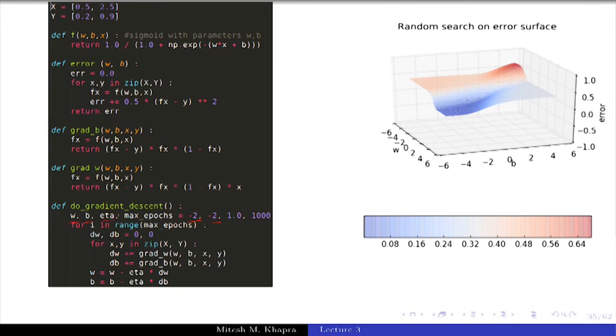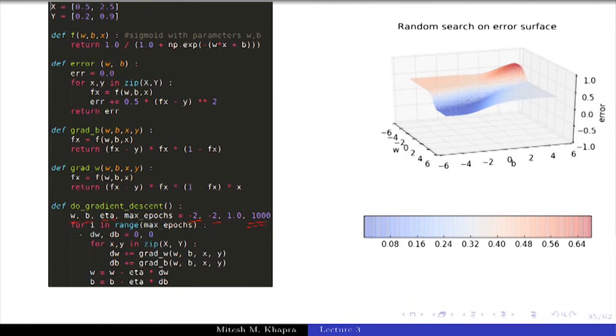I've chosen eta to be 1. That means I'm not going to be conservative. I'm going to move in the direction of the gradient. If I'd chosen 0.01 or 0.001, I would have been conservative. And I'm going to run this till 1000 epochs, which is my notion of convergence.